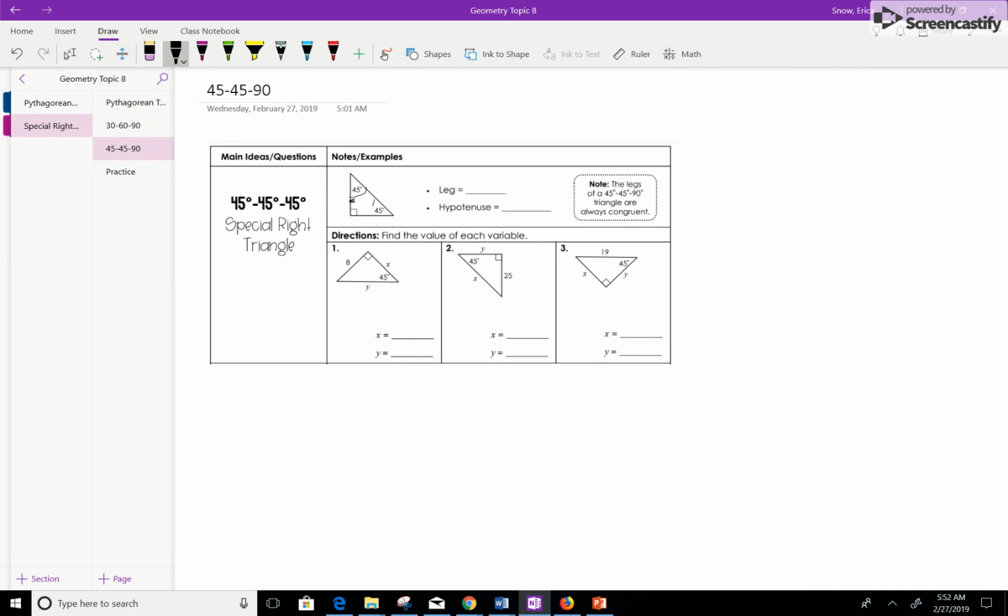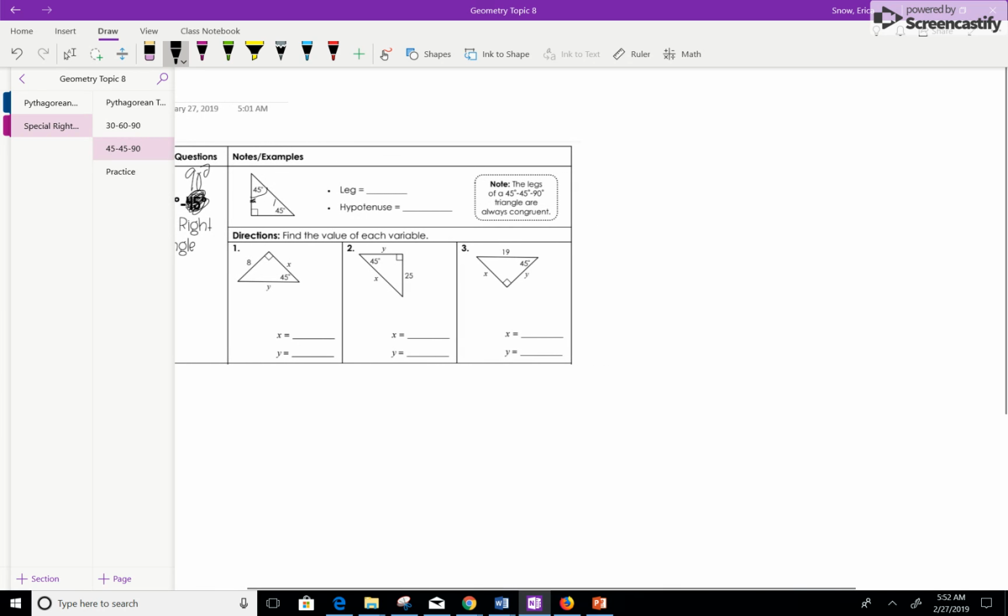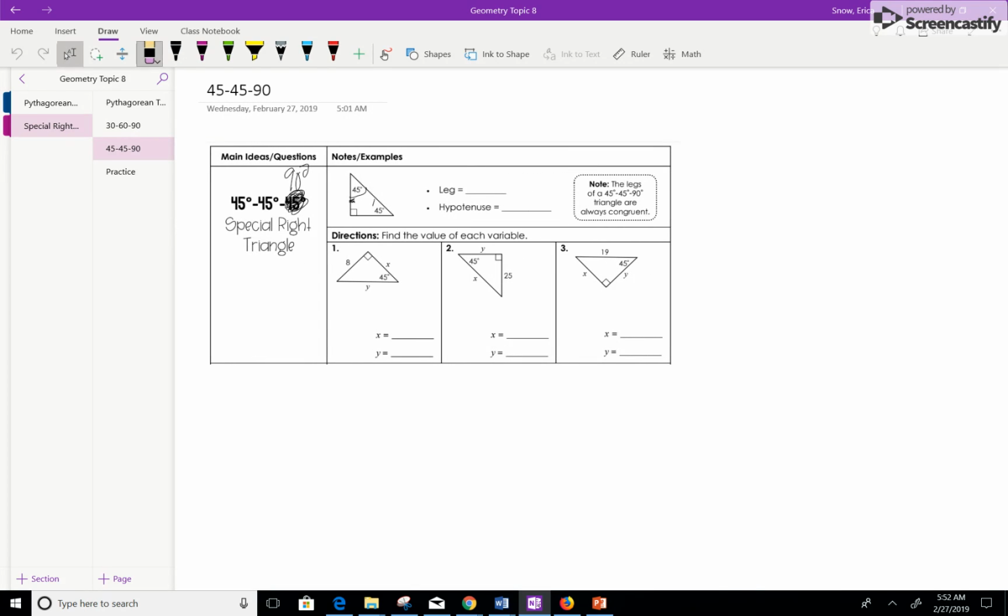The next one, which is the one at the top of your sheet, is a 45, 45, and you guys need to change this right here to a 90 degree. So 45, 45, 90 right triangle. And these are special because if you guys remember, when you have two angles the same, then your two sides are the same. So this is an isosceles right triangle.